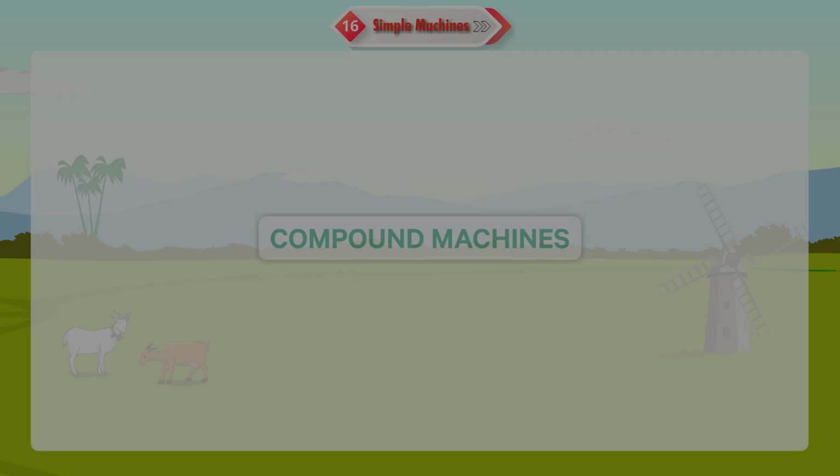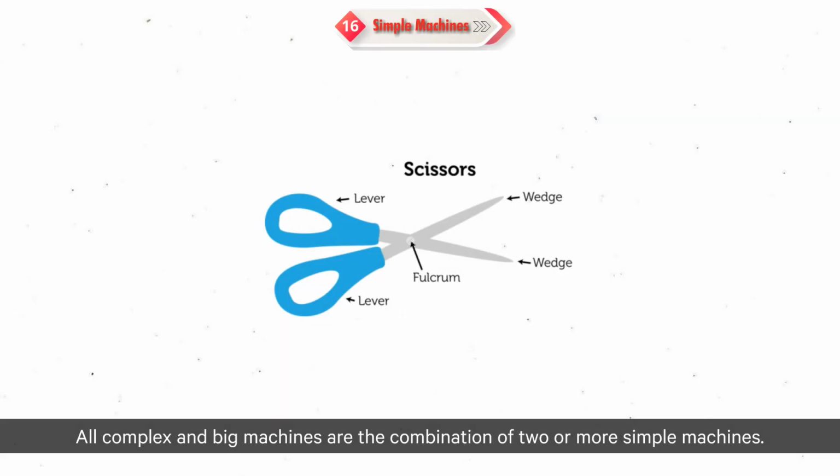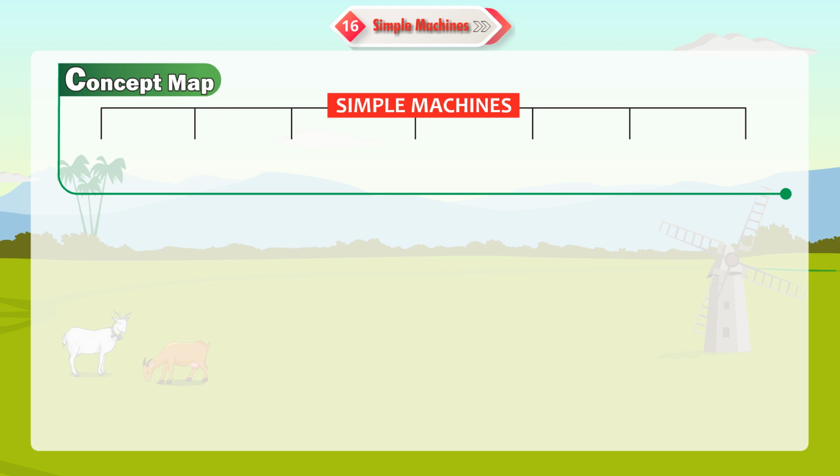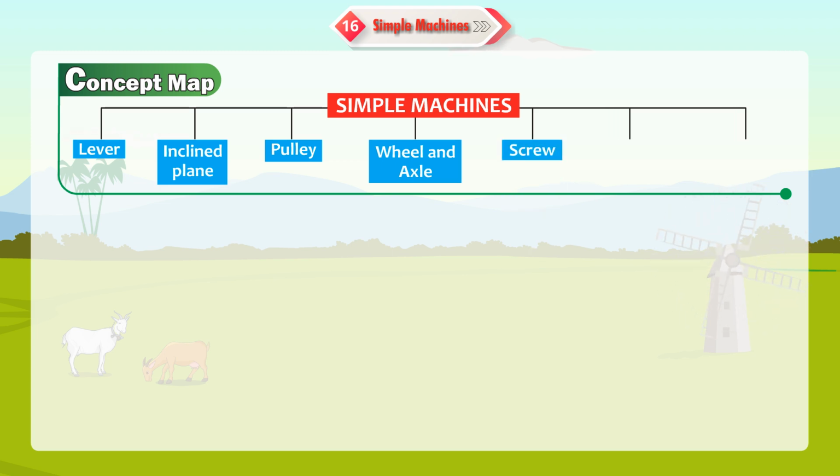Compound machines. All complex and big machines are a combination of two or more simple machines. Concept map. Simple machine: lever, inclined plane, pulley, wheel and axle, screw, wedge, compound machines.